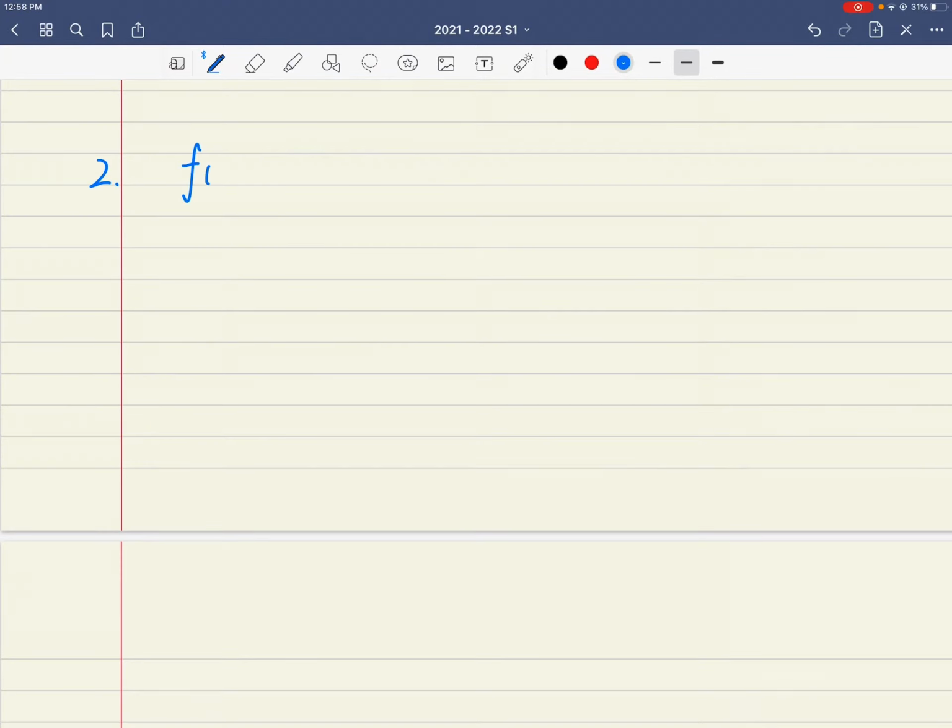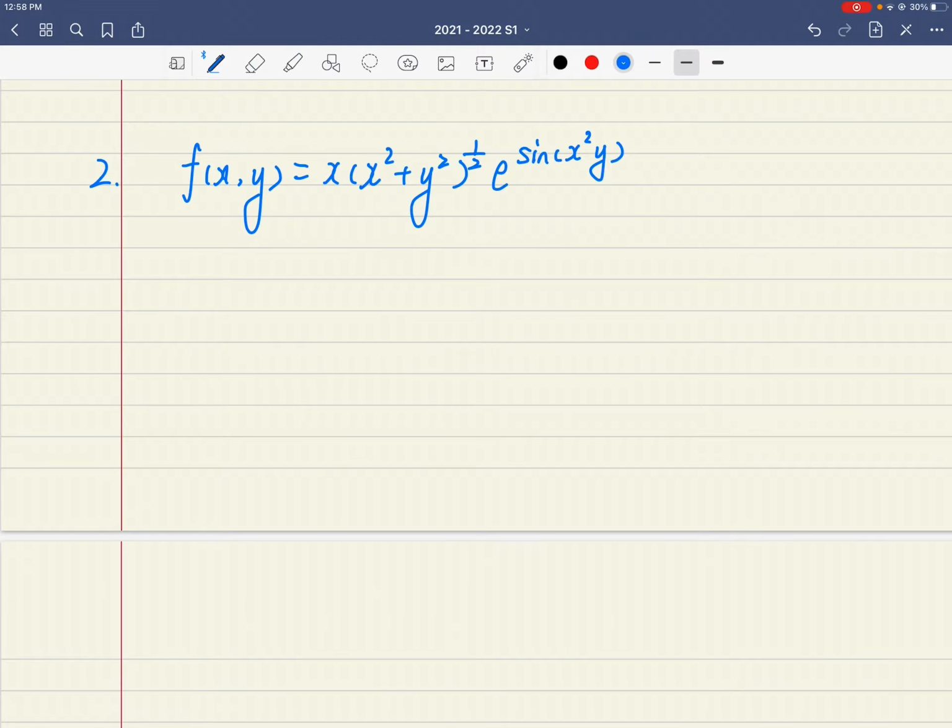Okay, question 2. f(x,y) is the square root of x squared plus y squared, times e to the power of sin(x squared y). Okay, so you want to know what's the partial derivative with respect to x when x is 1 and y is 0.